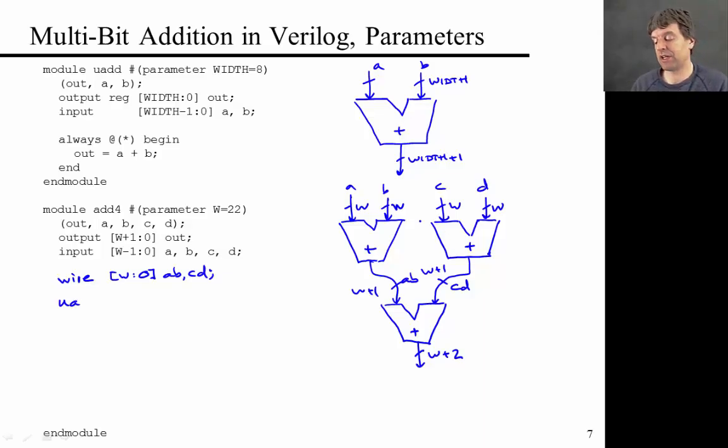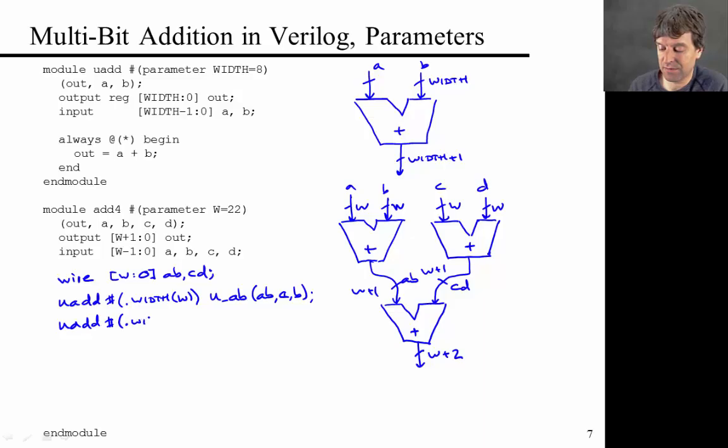Then I can combine, and this is kind of obvious from the graphic, I can specify this whole system by making reference to the smaller module uAdd defined above. So I have one adder here, uAdd, where into the position of the parameter width up here, I'm substituting the value of w. I'm going to call this UAB because it produces AB, and it has output AB, inputs A and B. Similarly, I can do this for an adder that adds C and D. So UCD, CD, C, comma, D.